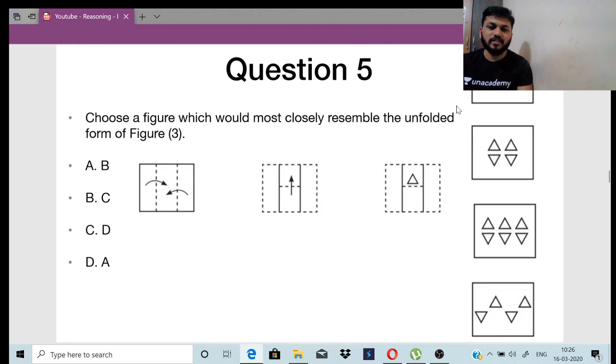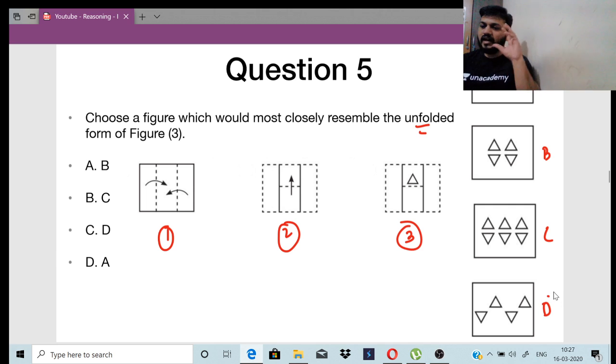Okay, let's go. Question 5. Choose a figure which would mostly resemble the unfolded figure of 3, right? Unfolded form. So this is 1, this is 2, and this is 3. Okay, so these are options A, B, C, D. The diagram is visible for everyone, right?